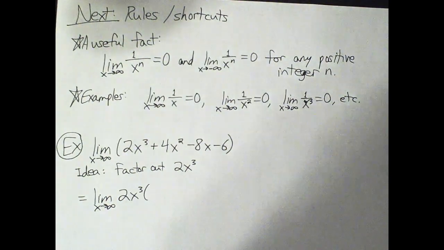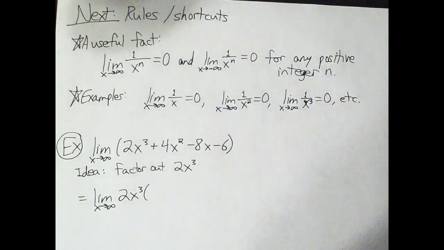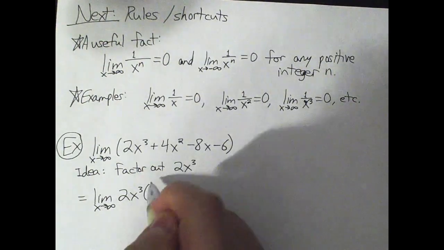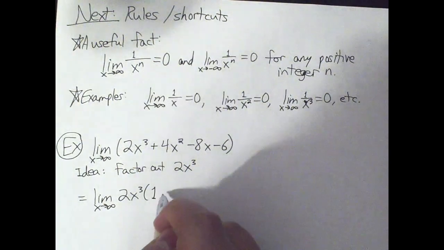And you might say, well, why did I factor out 2x cubed? Shouldn't I just factor out a 2? Everything here looks like it's a multiple of 2, so maybe that would have been nice. Right? 2, 4, 8, 6. But no, I'm actually factoring out 2x cubed. So out of the first piece, I get a 1.